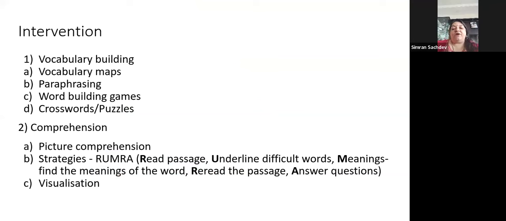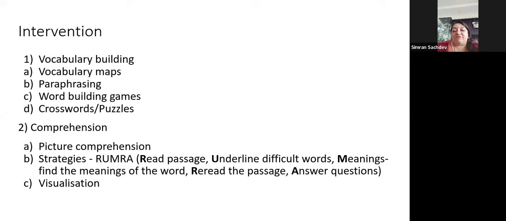So we can do vocabulary building by having vocabulary maps. We can have word building games, we can have crosswords, we can have puzzles. So we build the vocabulary. Ideally, whatever you are teaching, you would have that vocabulary happening first. So if you are teaching any concept, you can have the vocabulary of the concept. If you're teaching a particular paragraph, you can have the vocabulary of the paragraph first. So first do the vocabulary, then go on to the comprehension part.